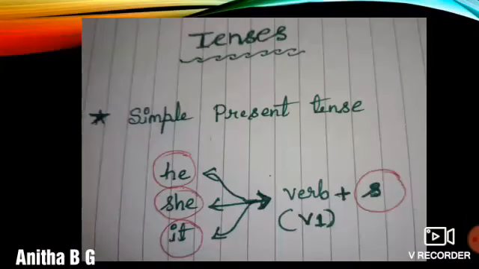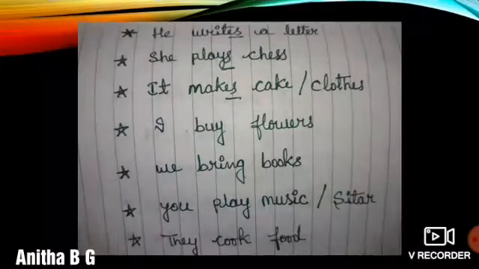First one, simple present tense. In the simple present tense, for he, she and it, we have to add s in the verb. For example, he writes a letter. We have to add s in write. She plays chess. It makes clothes.